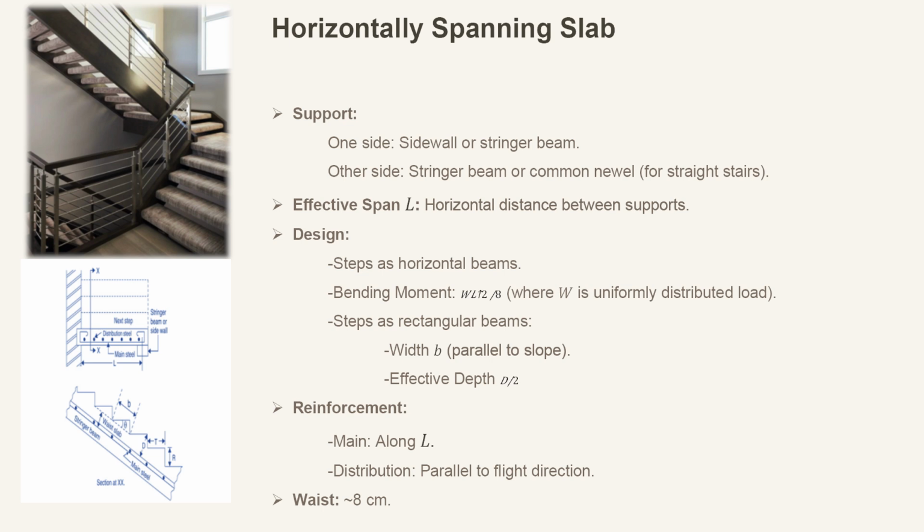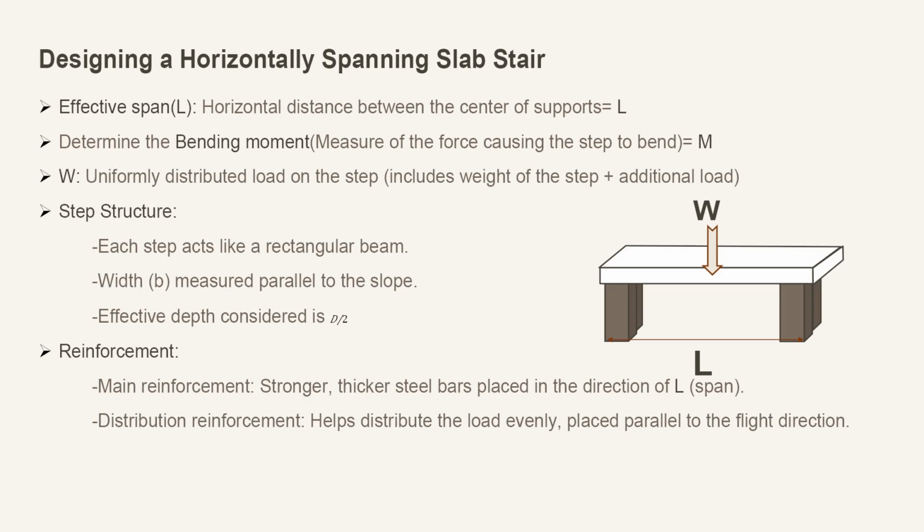To understand the first type, please visualize a stairway where the steps are like small beams. In this type of design, the slab that makes up the stairs is supported on one side by a side wall or a stringer beam and on the other side by another stringer beam. Sometimes, especially with straight stairs, the slab can be supported horizontally by a side wall on one side of each flight and a common newel on the other side between the backward and the forward flights. Now, let us talk about how we figure out how much weight each step can hold and how we design this horizontally spanning slab stair to be strong enough.